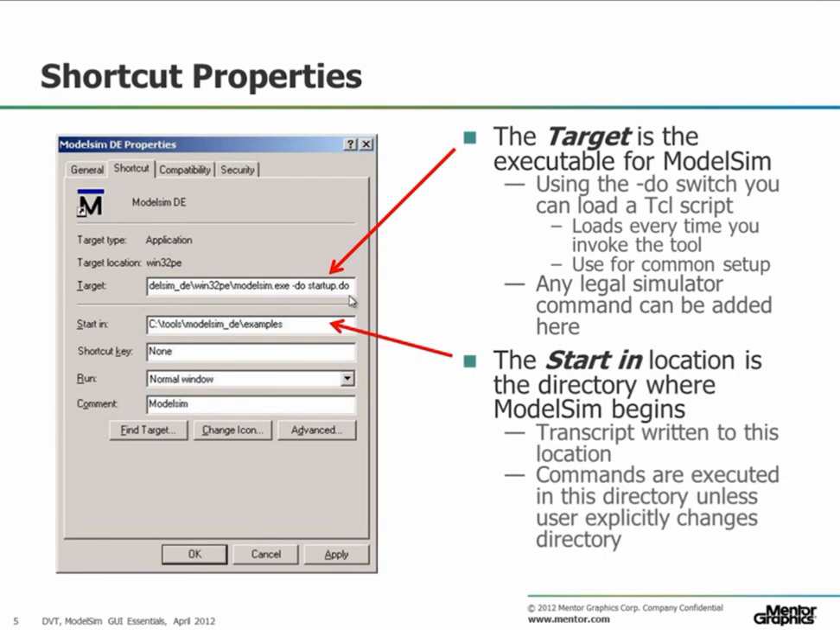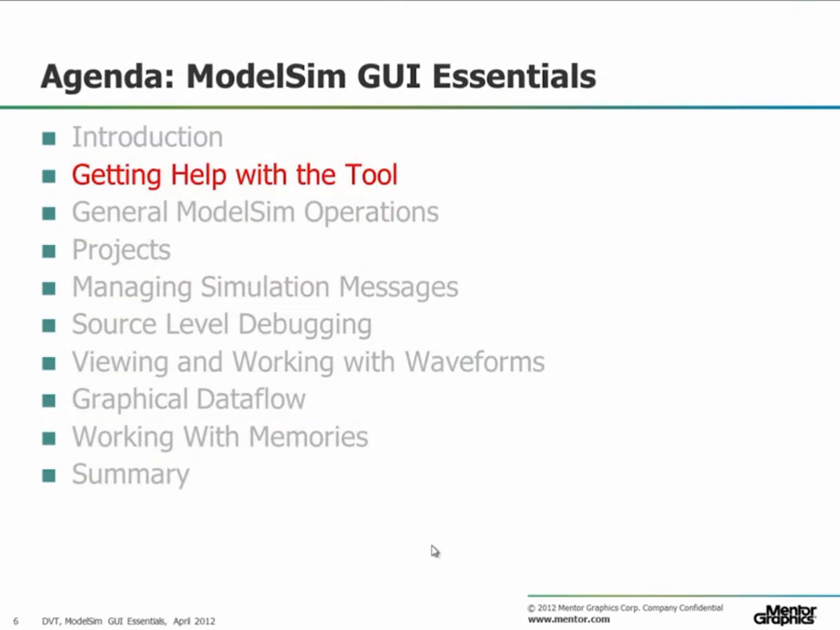Probably the main one is the start in location. By default, the tool will start in the installation directory /examples, and then we have to go and change directories to where our project is. So I'll create one of these shortcuts for every project I'm working on, and then I'll change the start in directory. I'll find that in a Windows window and copy paste it over to here, so that every time I click on that shortcut, it automatically starts up in my project directory.